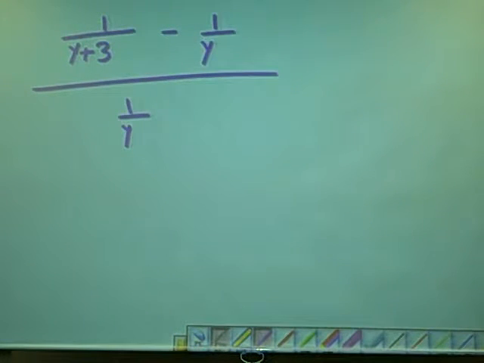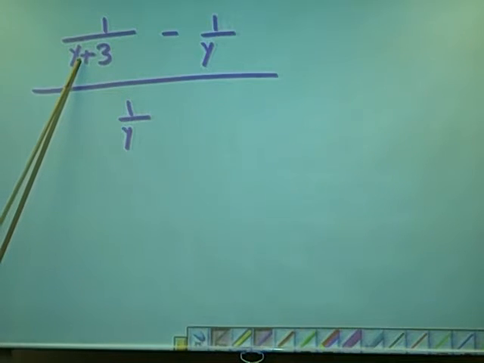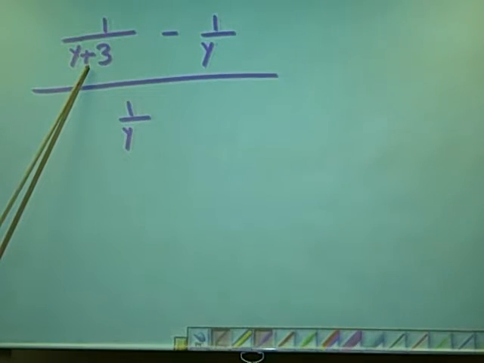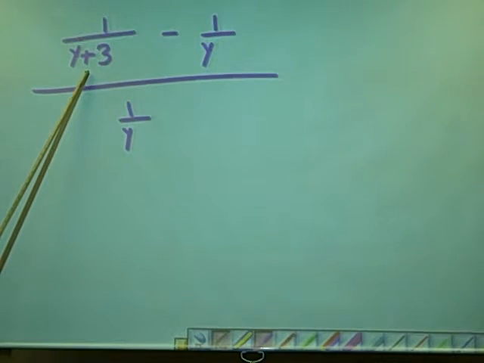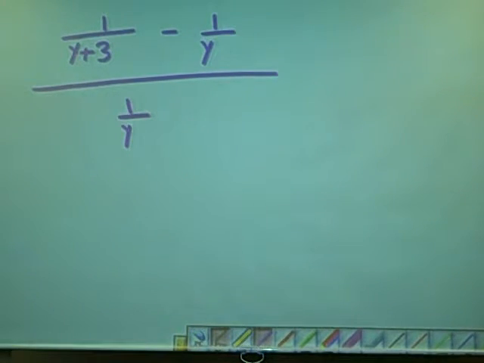Like if we were to substitute, let's say, a 1 in for y, this would be just 1. Well, if we substitute 1 for y here, that's not 1, it's 4, right? 1 plus 3 is 4. So these are two totally different denominators.